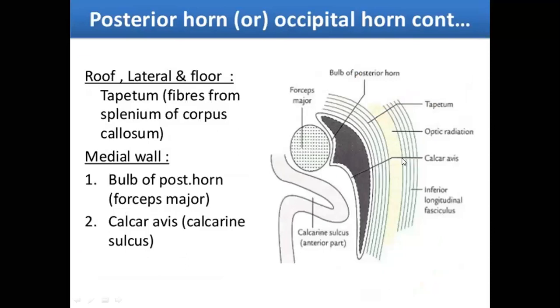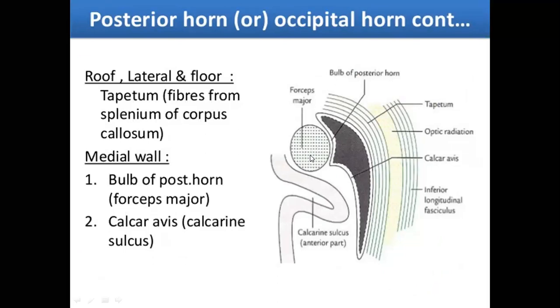The roof and lateral wall are formed by the tapetum. Tapetum are the fibers from the corpus callosum, the splenium part of the corpus callosum. So tapetum is white matter. The roof is formed by the tapetum, the fibers. In the medial wall, we have the bulb of the posterior horn and the calcar avis.